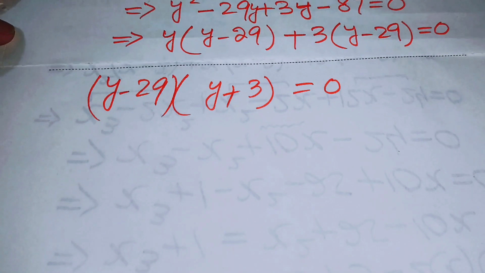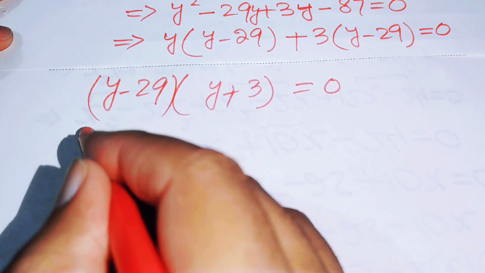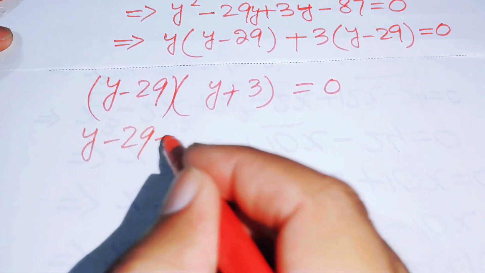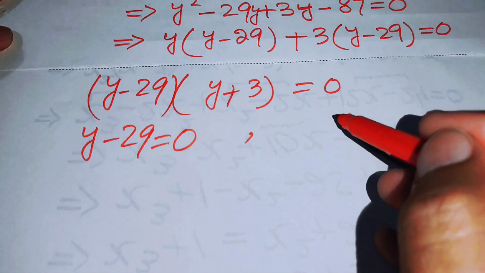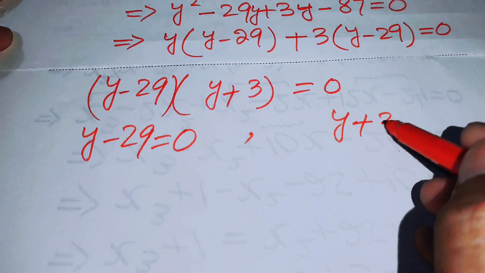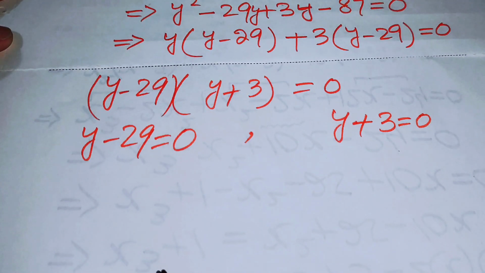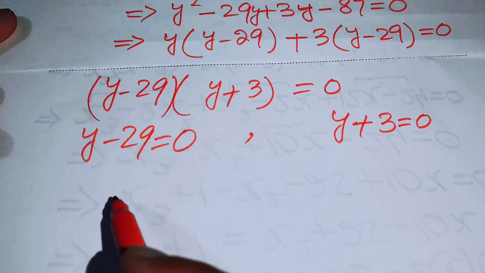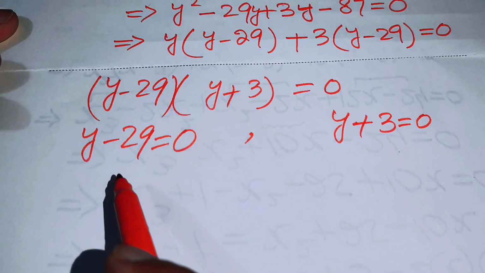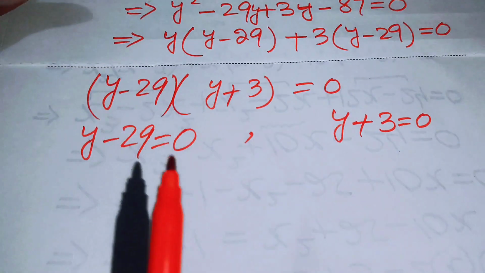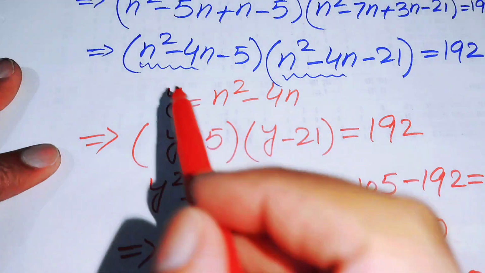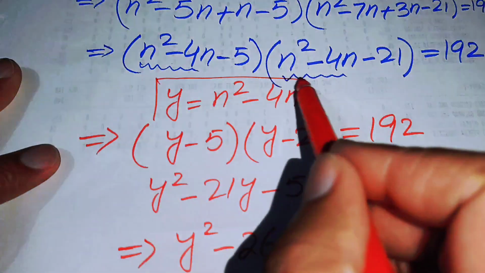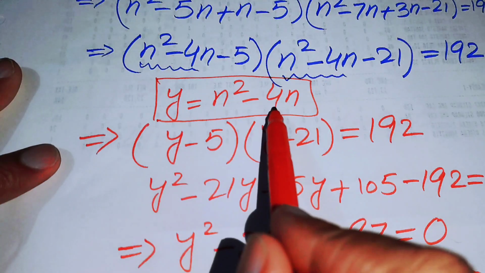So here we have two cases. The first case is we take y minus 29 is equal to 0, and the other case is we take y plus 3 is equal to 0. So in this case you will get the value of y, or now we can back substitute the value of y. In the start of the question we took the value of y as n square minus 4n.